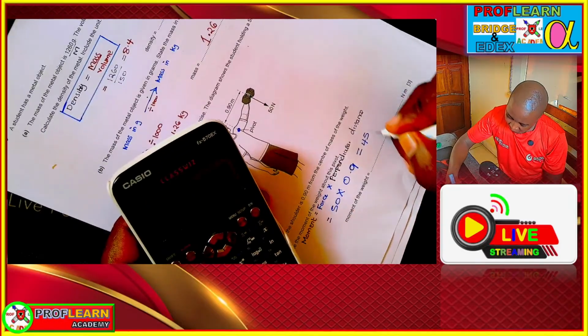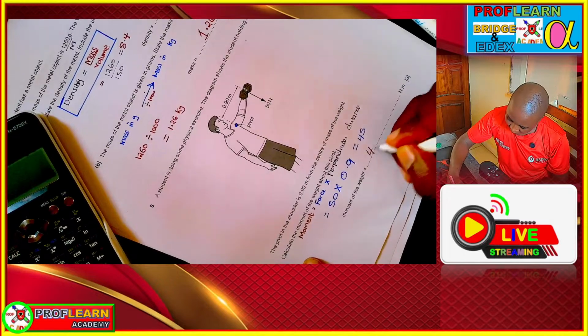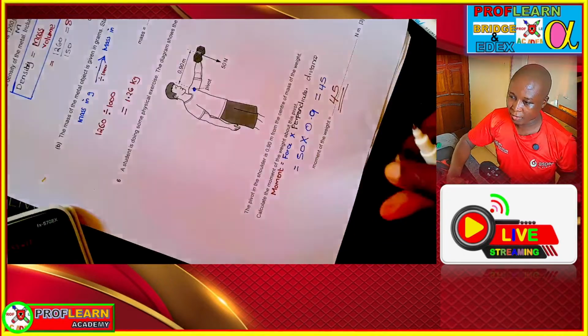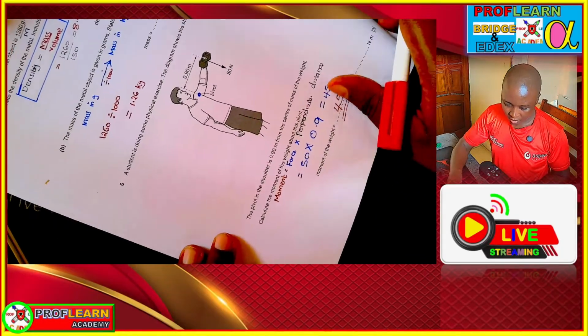So 45 Newton meter. This becomes 45 Newton meter. The SI unit for a moment in this case is the Newton meter.